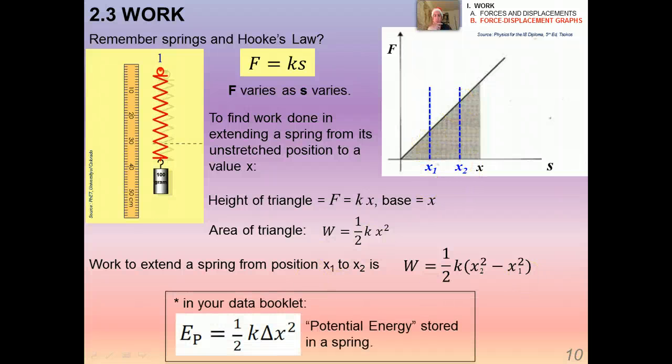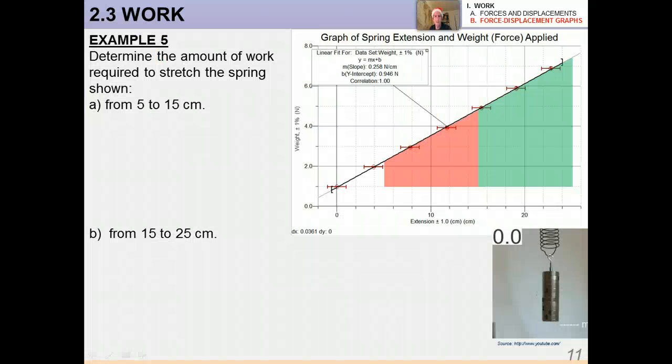And I just want to point out something in your data booklet that you need to be aware of from this point onward, and it is that they're saying that the potential energy stored in the spring is equal to 1/2 k delta x squared. And I want you to notice the similarity between this equation and this equation. They're not quite the same, but they're quite similar if you think about it. This is not delta x squared if you work it out mathematically. Anyway, you just need to be aware of that, and we'll use this equation later on.